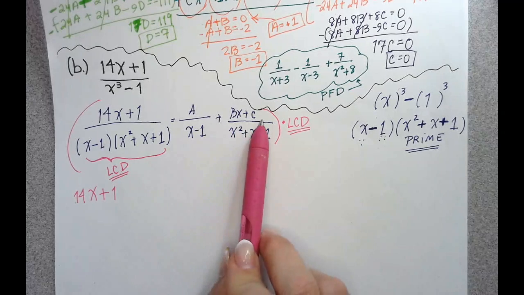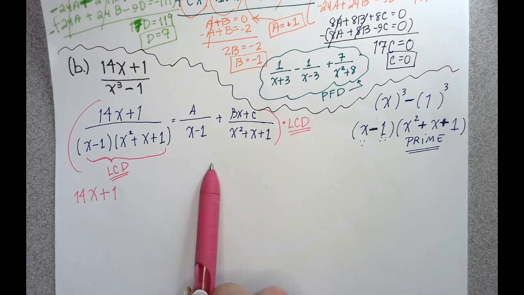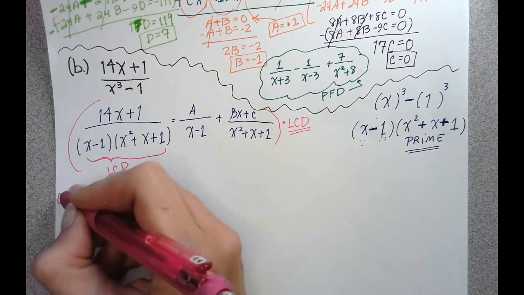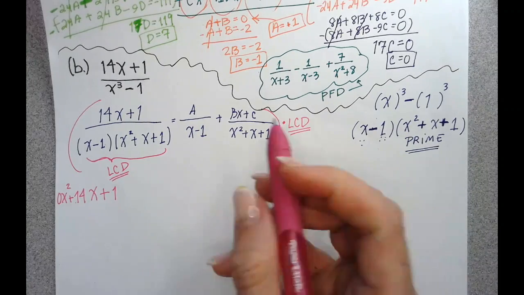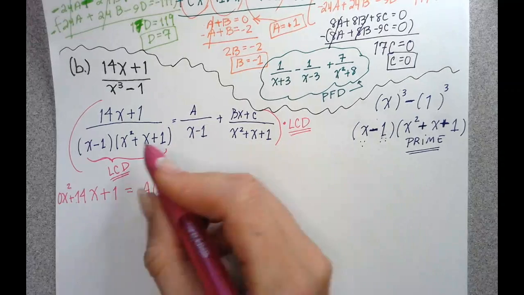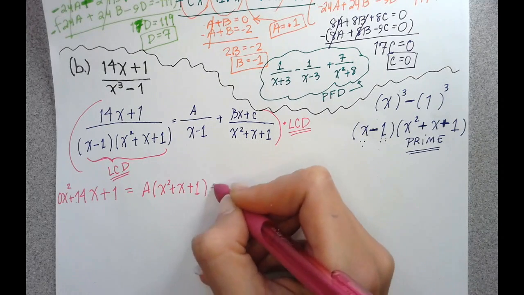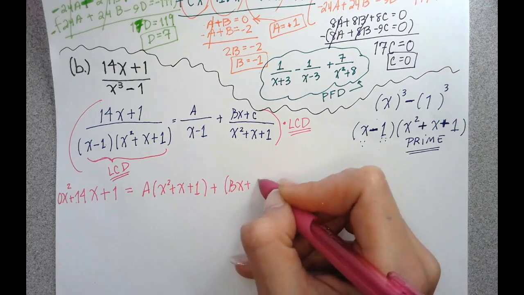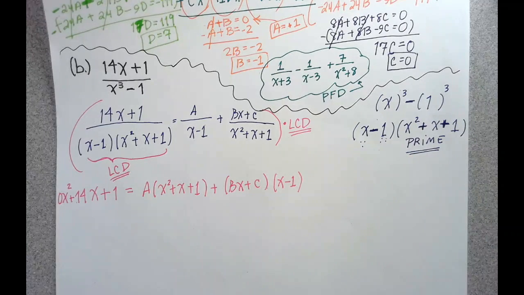Now I have A, B, C. That means I'm going to have constant terms, linear terms, and quadratic terms. So maybe it's not a bad idea to write 0x squared out front, because I will potentially have x squared terms over here. Equals A times, the x plus 1 crosses out. That leaves me with x squared plus x plus 1. Plus, I have my Bx plus C over here. The quadratic expression crosses out, and I'm just left with x minus 1.